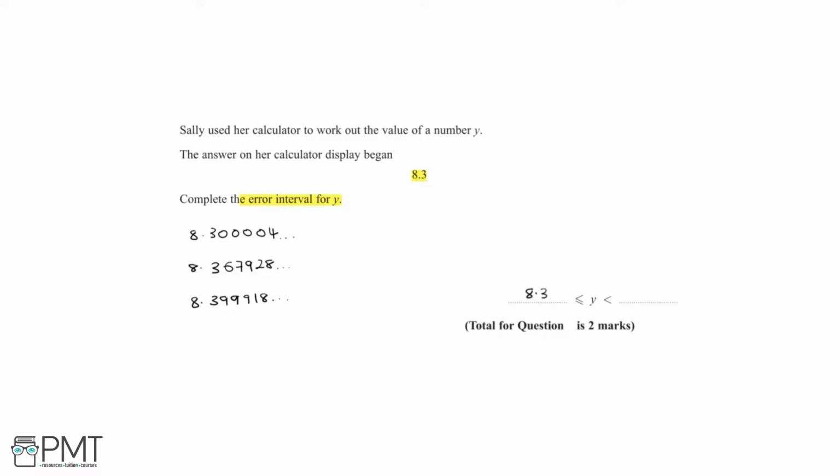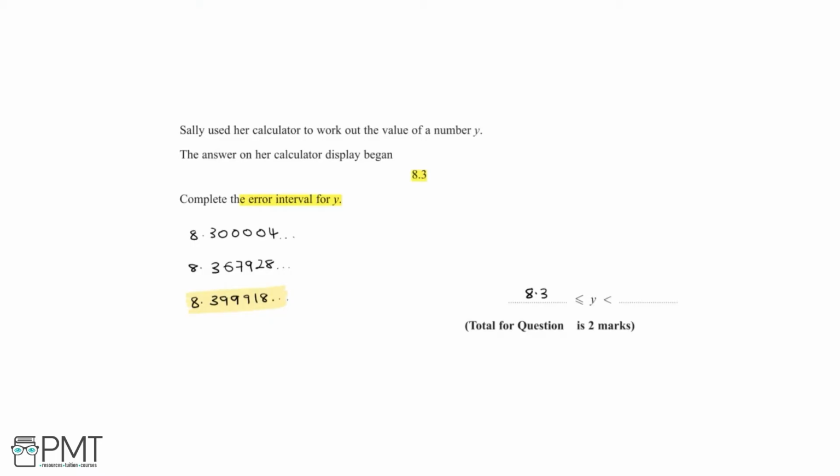Anything smaller than 8.3 won't begin with 8.3. If we have something like 8.29, that begins with 8.2. And so the smallest number that can begin with 8.3 is just 8.3, with no numbers after the 3. Now to complete the error interval, we need to find the largest number that the calculator can display that still begins with 8.3. We have 8.399918, which still begins with 8.3. If we had 8.39 recurring, this still begins with 8.3. But if we had 8.4, that doesn't begin with 8.3 anymore.